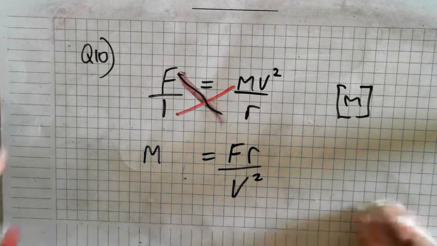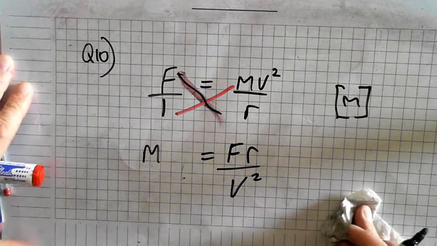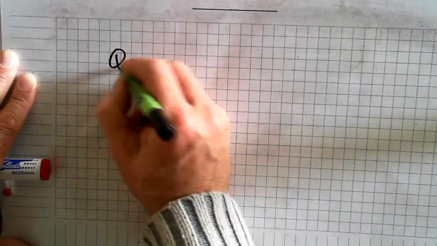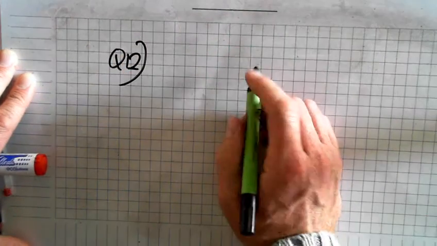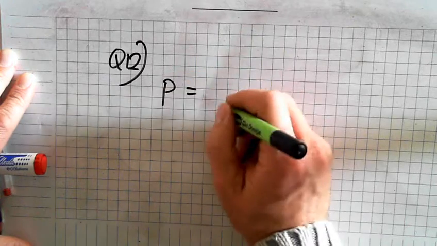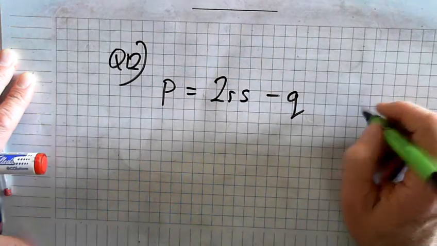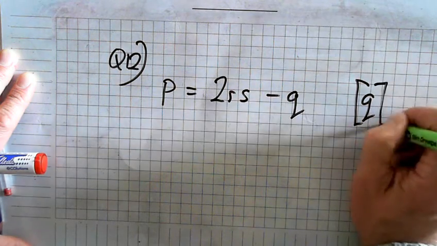Right, can you pick another one? These are recorded so you can watch these again. 12. P is equal to 2rs minus q. Make q the subject.